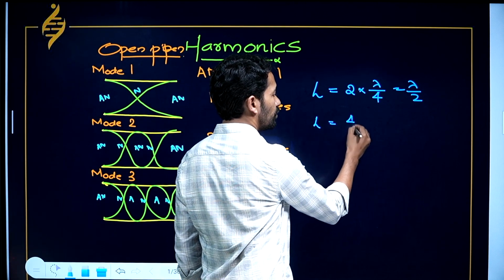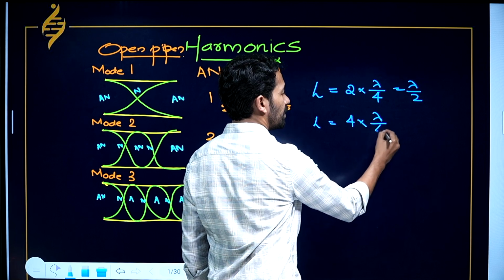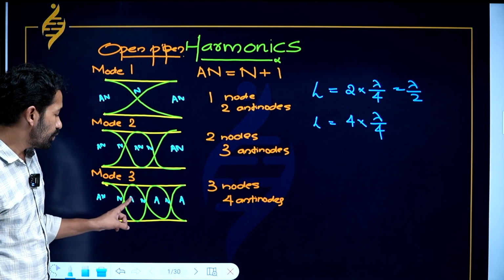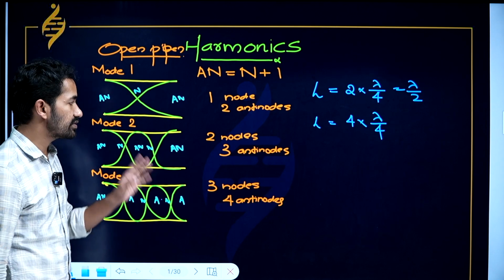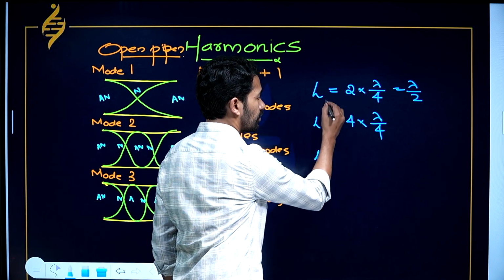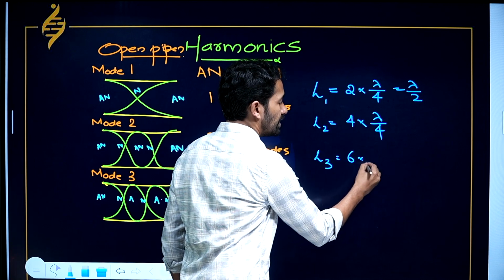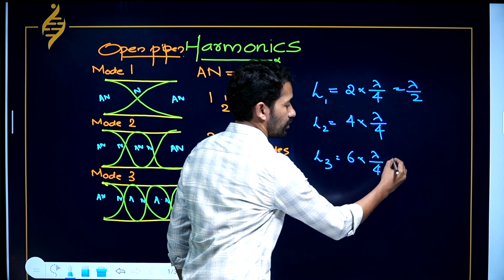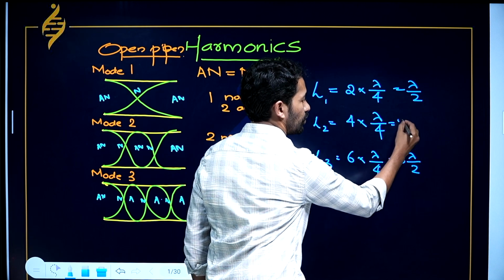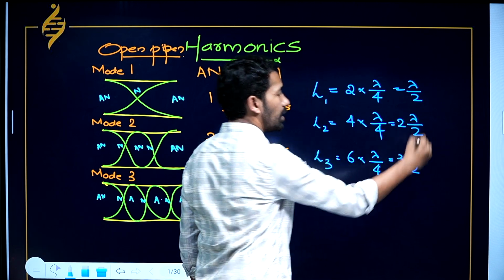L is equal to 4 into lambda by 4. Now see the last case, 1, 2, 3, 4, 5, 6. So here in the third case, length is equal to 6 into lambda by 4, which is 3 lambda by 2, or here it is 2 lambda by 2.